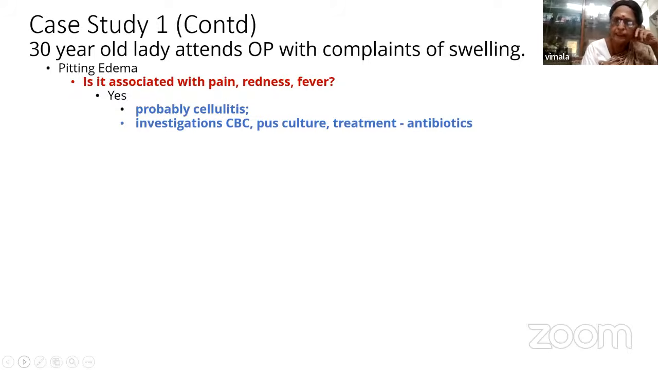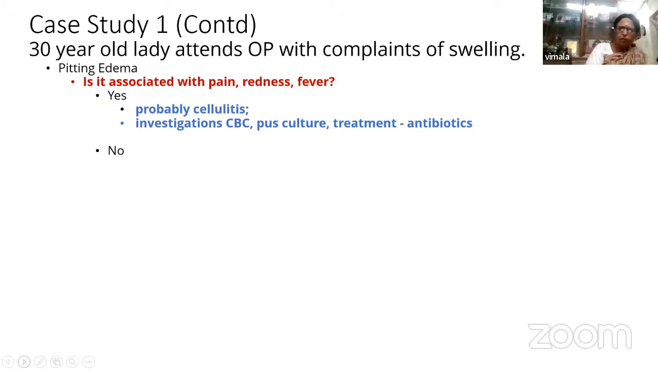So what are the investigations you would like to do? A complete blood count, which includes total count, differential count, platelet count, and CRP and an erythrocyte sedimentation rate. Pus culture: if there is an oozing from the site, you have to take pus for culture, so the appropriate antibiotic can be chosen. The treatment of cellulitis is antibiotics. And once you treat and cure the cellulitis, the edema would disappear.